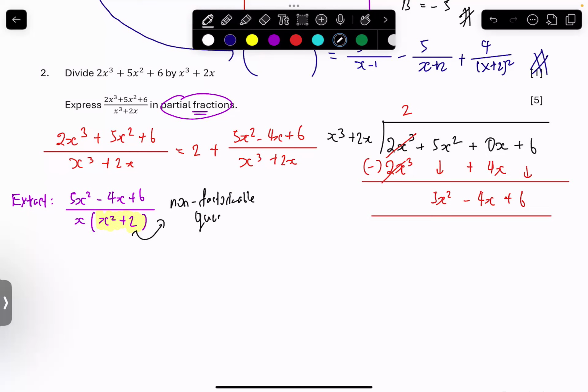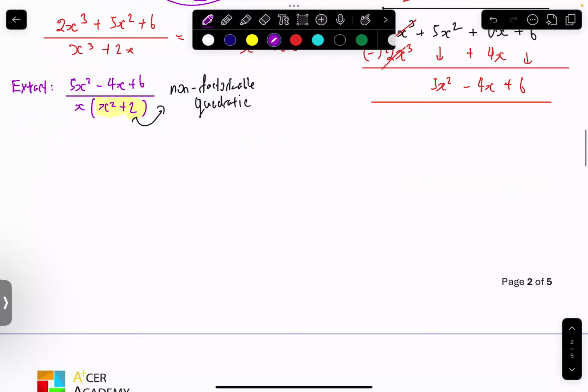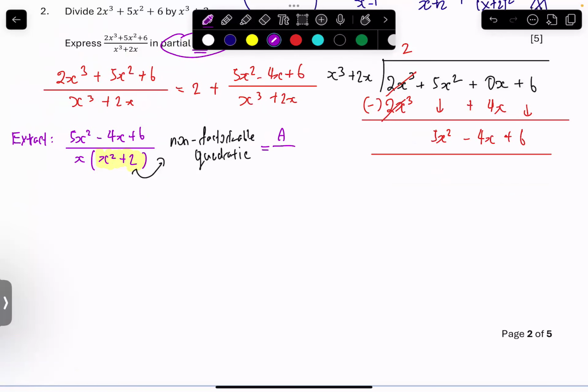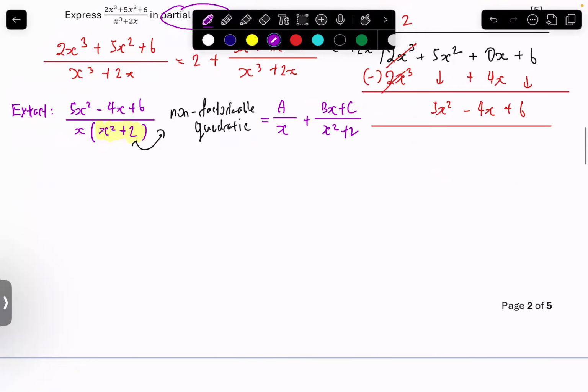Which means that in this scenario, we are going to express this whole thing as A over x plus Bx plus C over x squared plus 2. This is our rule: when we have a non-factorizable quadratic, it will be Bx plus C as the numerator. Okay, so now equate both sides.